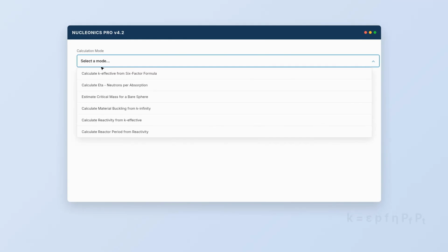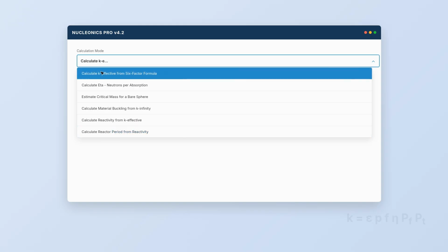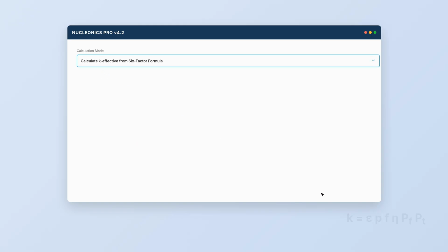Options include Calculate K effective from 6-factor formula, Calculate eta, neutrons per absorption, Estimate critical mass for a bare sphere, Calculate material buckling from K infinity, Calculate reactivity from K effective, and Calculate reactor period from reactivity. For this demonstration, we'll use Calculate K effective from 6-factor formula.